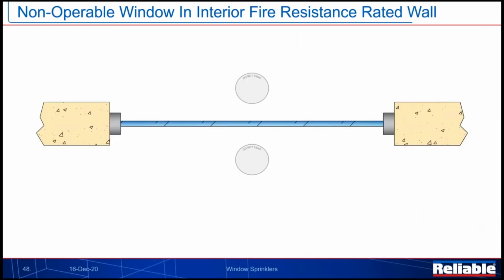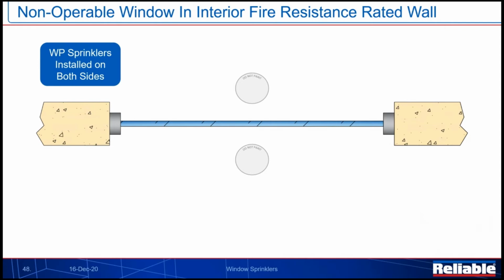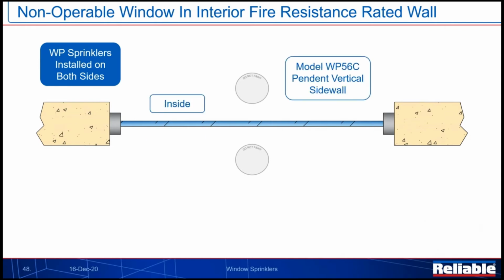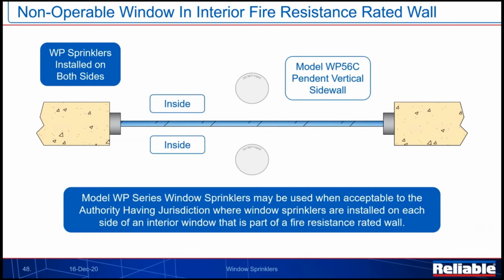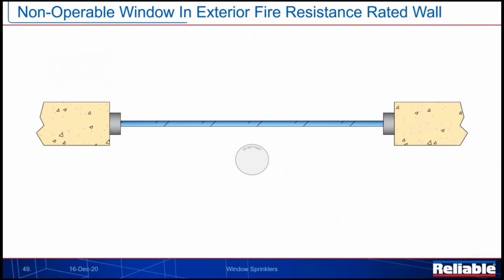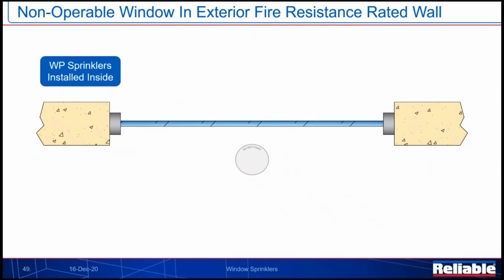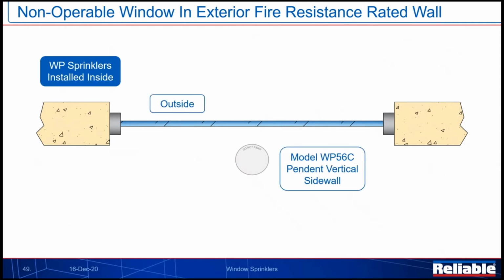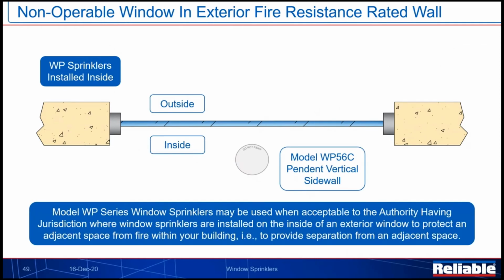If we take a look at the applications for this product, again, looking at it being used on an interior wall, we have flat plate concealed on both sides of this wall assembly, because we don't know which side of the window's fire is going to start on. We also have the ability to use this on an exterior wall as long as it's on the inside. We install that product, it can activate automatically and protect that window from exposure issues.